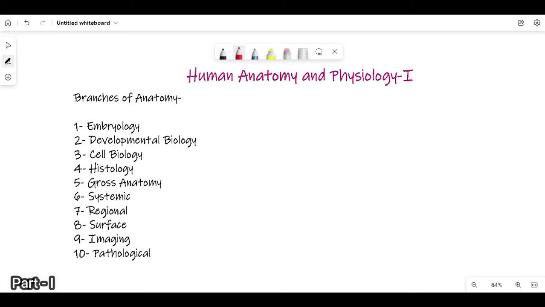So now we will study the branches of anatomy. The first one is embryology. Embryology is the study of the first 8 weeks of development after fertilization of the human egg. The second one is developmental biology. It is the study of the complete development of an individual from fertilization to death. Embryology is after fertilization of the human egg, and developmental biology is from fertilization to death.